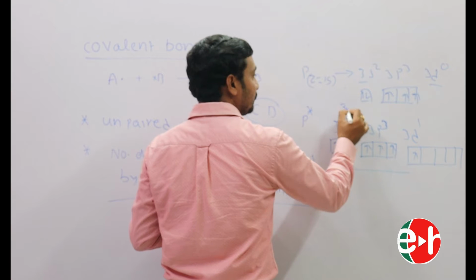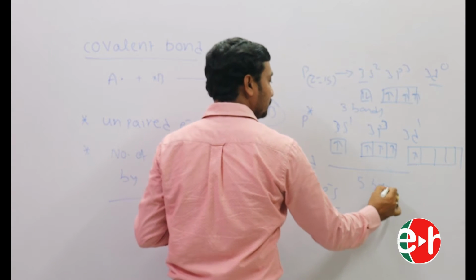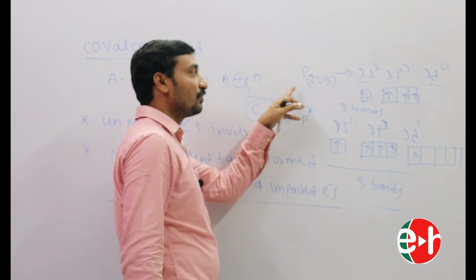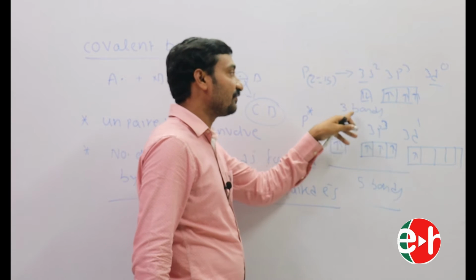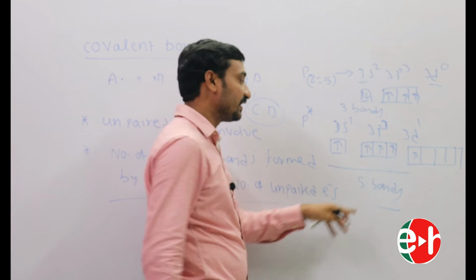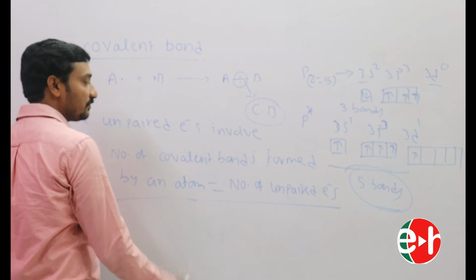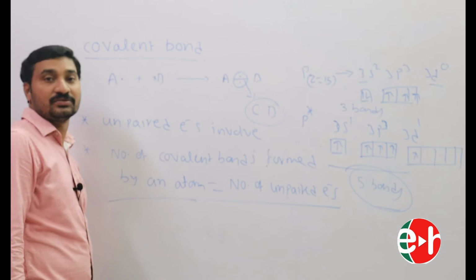Here it forms 3 bonds, here it forms 5 bonds, because in the ground state it has 3 unpaired electrons, that's why it can form 3 bonds. In the excited state it has 5 unpaired electrons, that's why it can form 5 bonds. So generally the number of covalent bonds formed by an atom is equal to the number of unpaired electrons.